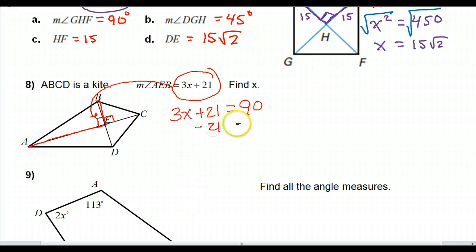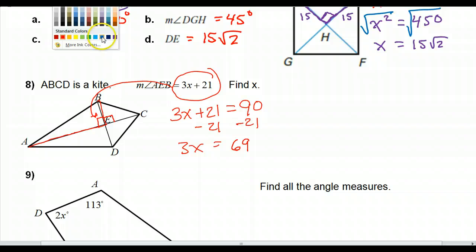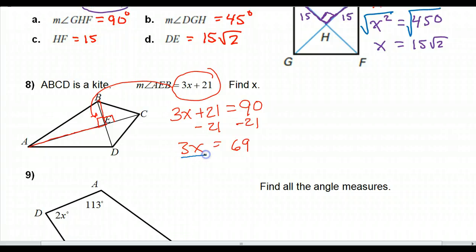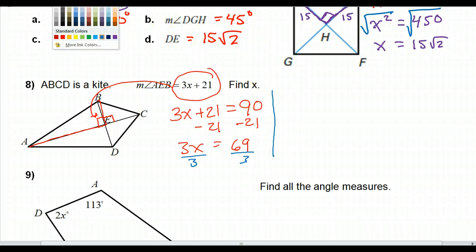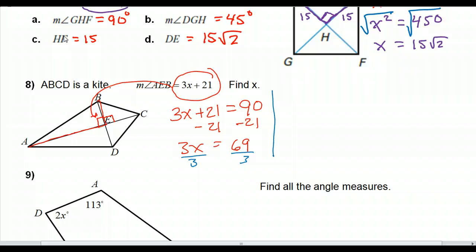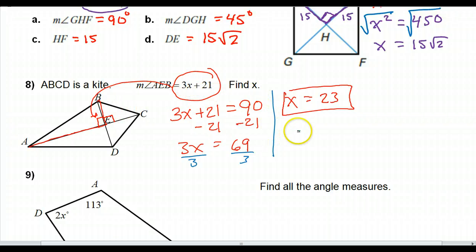We're just going to subtract 21 from both sides. So that's going to be 69. Then we divide everything by 3, divide by 3. That gives us x equals 23. That's all you do: it's 90 degrees, so you set it equal to 90.